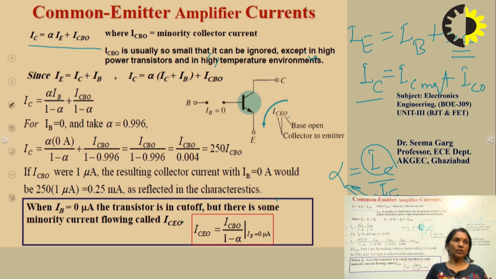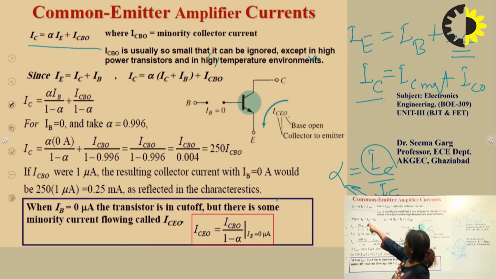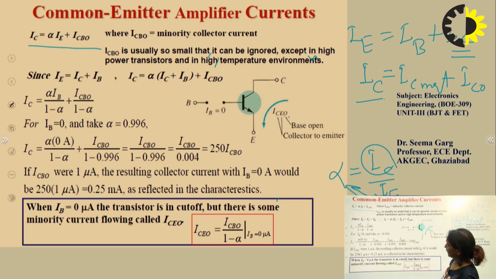ICBO is usually very small and it can be ignored except in case of the high power transistor and in very high temperature environment. So here, IE is equal to IC plus IB, and IC is equal to alpha times IC plus IB plus ICBO. From this equation we can get IC is equal to alpha IB by 1 minus alpha plus ICBO by 1 minus alpha.